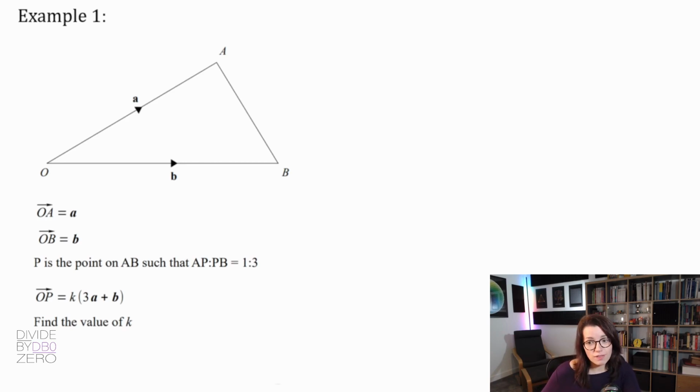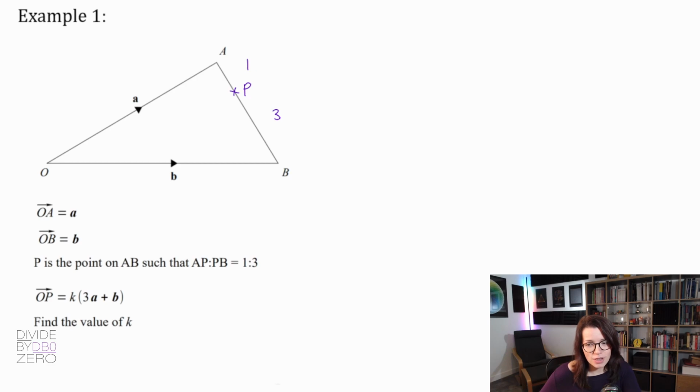We can see we've got vector OA labelled as a, vector OB labelled as b, and then it says P is the point on AB such that AP to PB is 1 to 3. Now P is not actually on the diagram, so we should put it on there, and I think it should go somewhere there. The reason for that is the ratio is 1 to 3, so we've got one part there and 3 parts there. Always a good idea to label on the ratio parts.